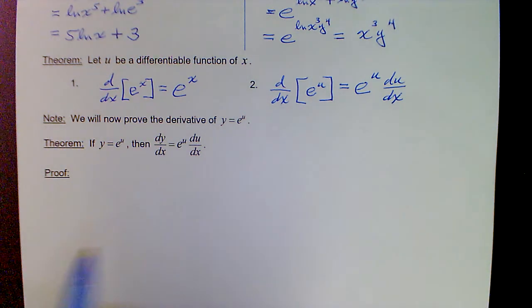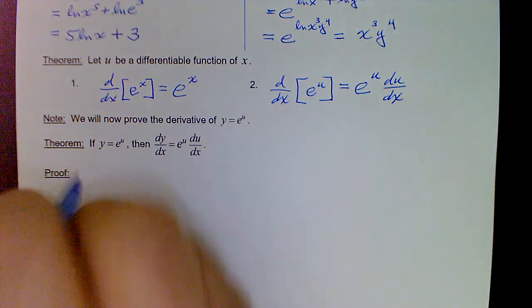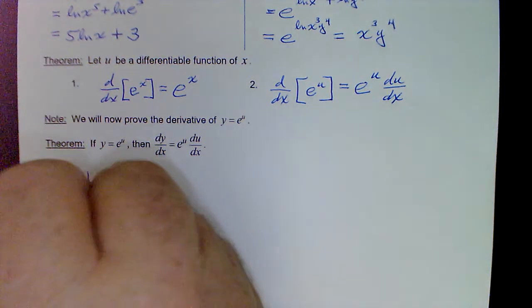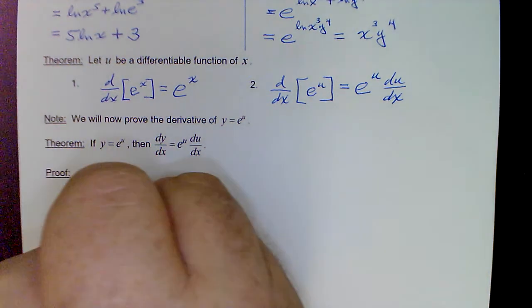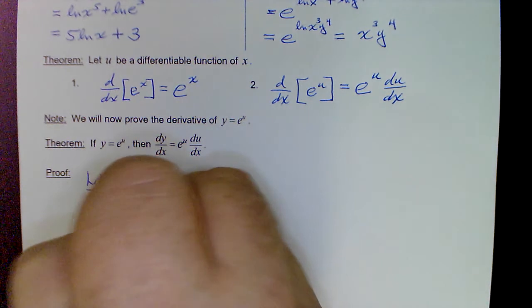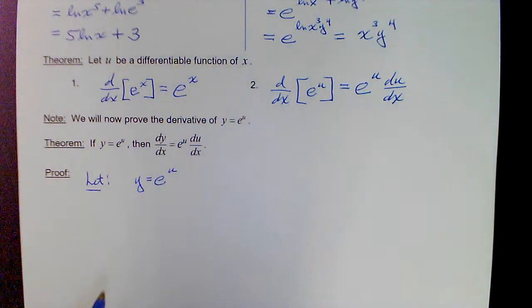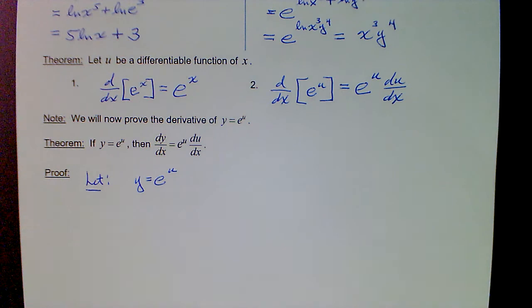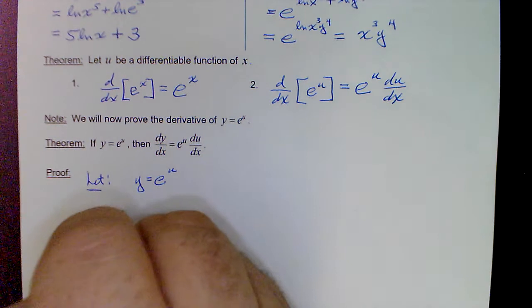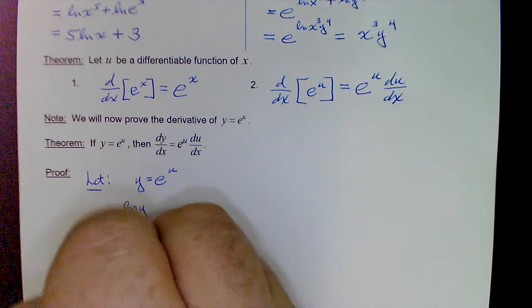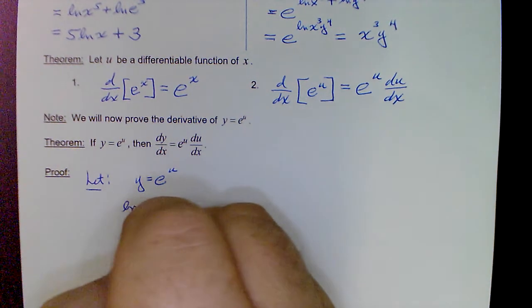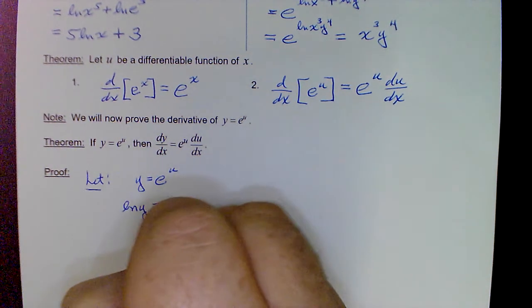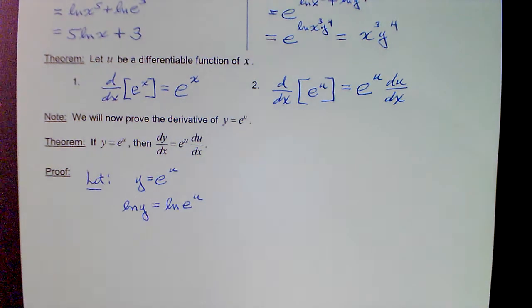But what you want to do here is start with what's given. So let y equal e to the u. What we're going to do here is actually use logarithmic differentiation. And we're going to take the natural log of both sides of the equation. So the natural log of y is the natural log of e to the u.